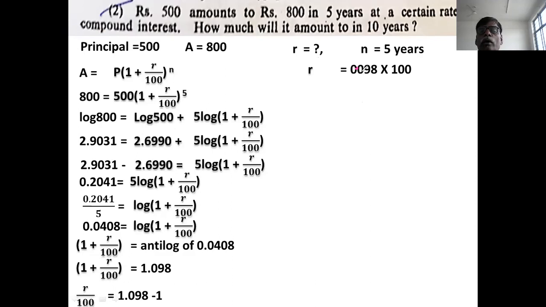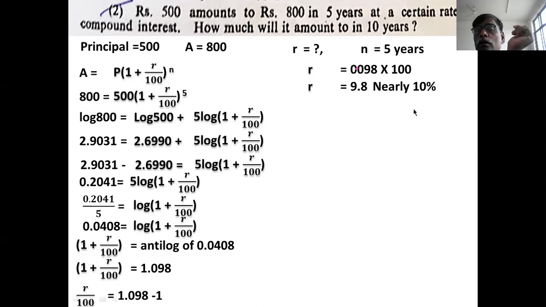Okay, 0.098 into 100 is equal to R, which is 9.8. 9.8% is the R value. Okay, I'll take it as nearly 10%. If you consider the rate as nearly 10%, this is the first stage. This is the first stage where you calculate the rate of interest.